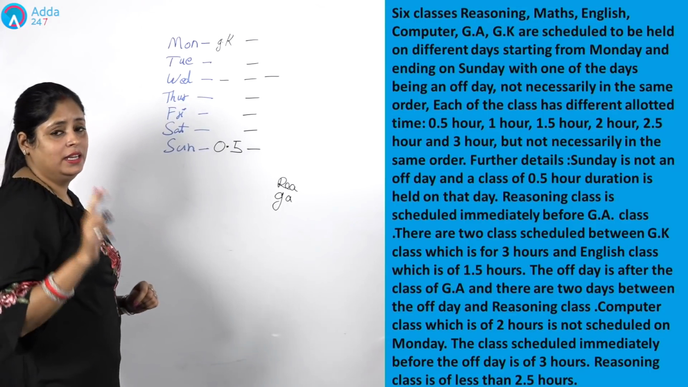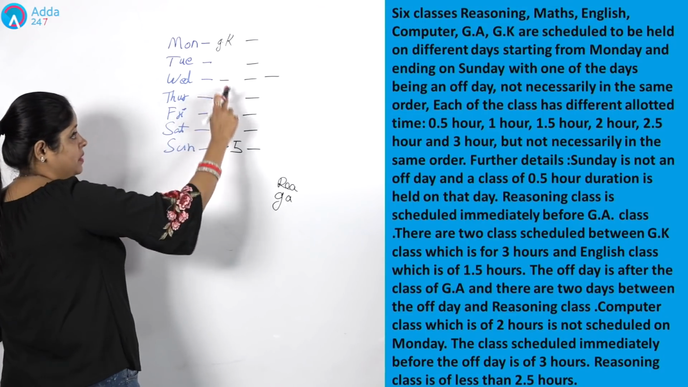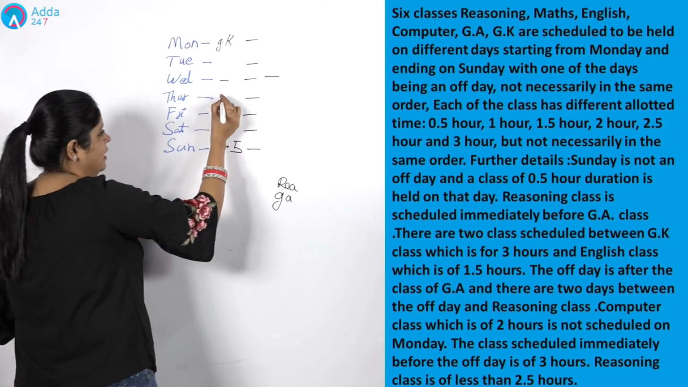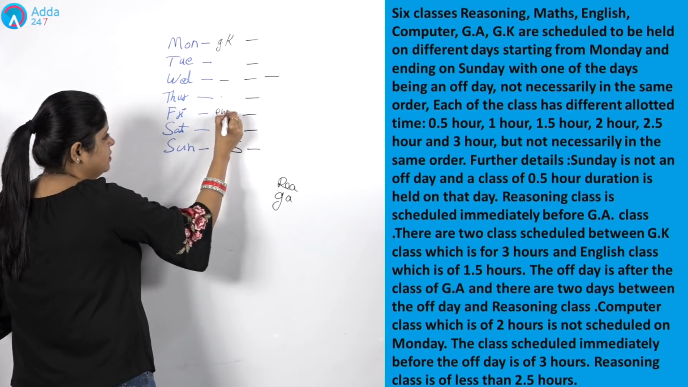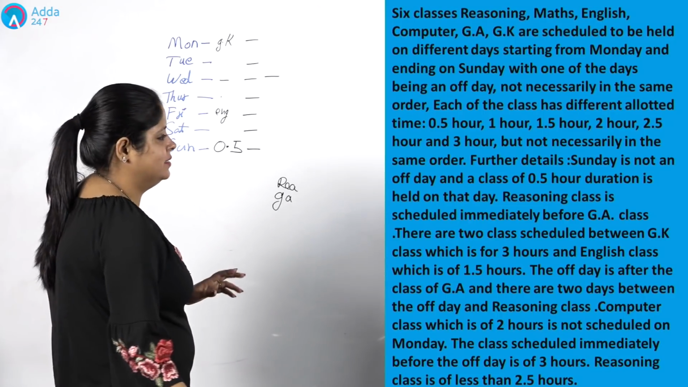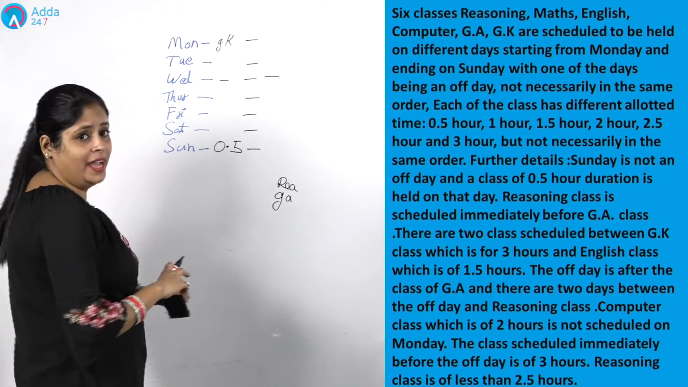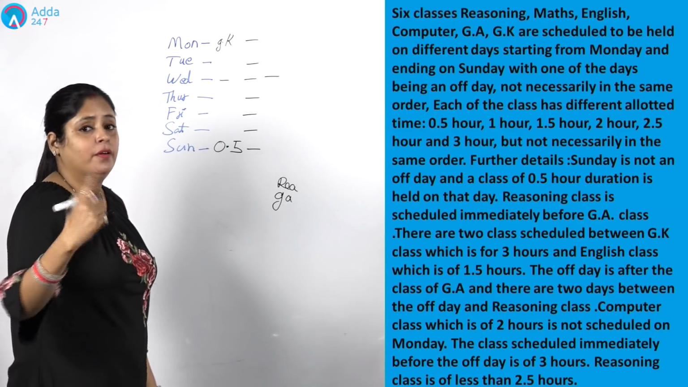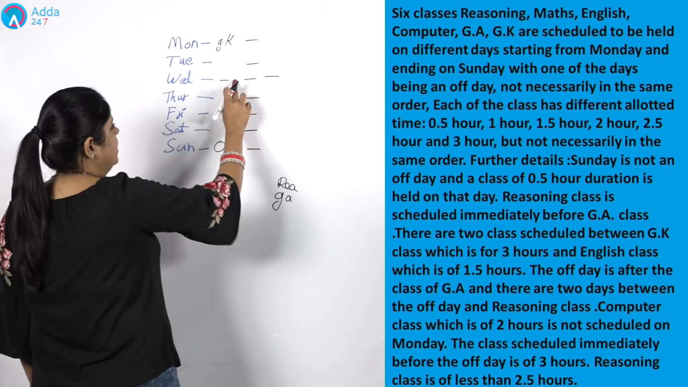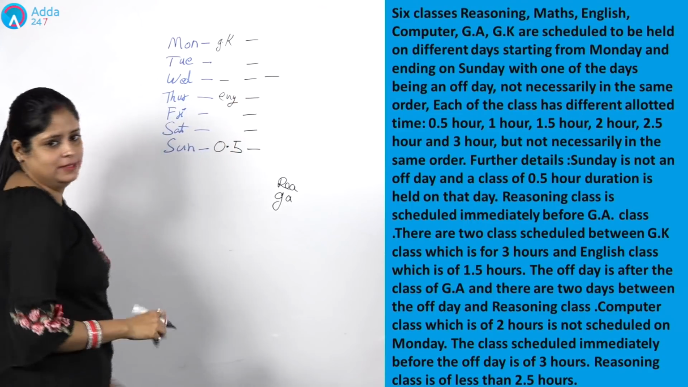Now between GK and English they said that two classes are needed. So the first class is this, but this is an off day, so I will not count it as a class. The second class will be this. So in this case English will come something like this. But if they said something like this, there is a gap of 2 days between GK and English, not class, a gap of 2 days. If there is a gap of 2 days, then I will consider this an off day and I will consider English like this.